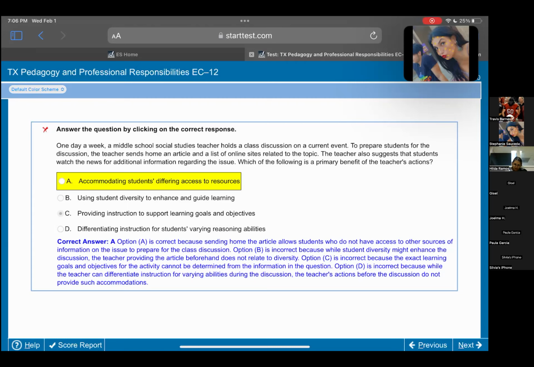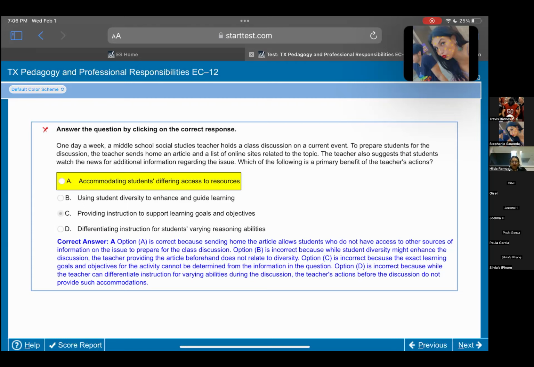A is accommodating students' differing access to resources. B is using diversity to enhance and guide learning. C is providing instruction to support learning goals and objectives. D is differentiating instruction for students' varying reasoning abilities. Now, we're just going to go one at a time from top to bottom.